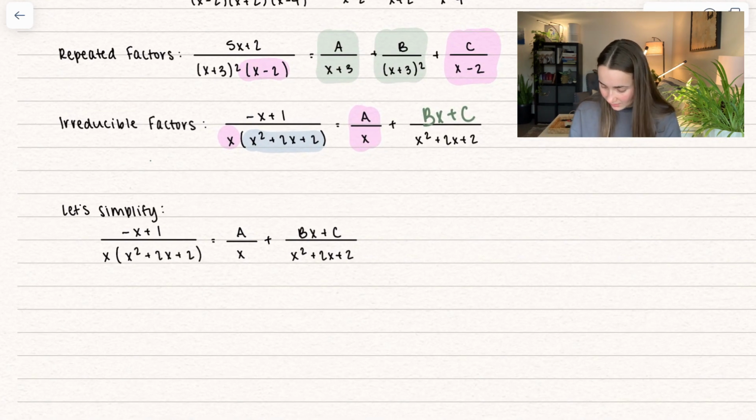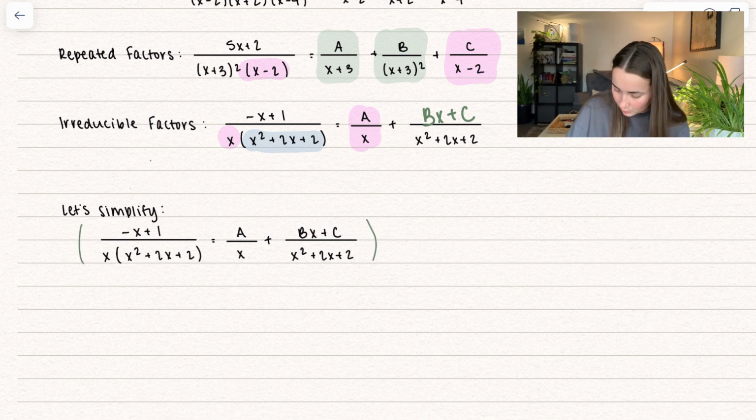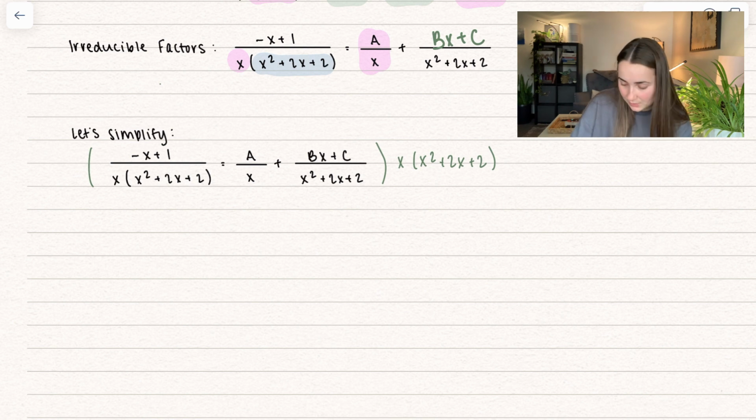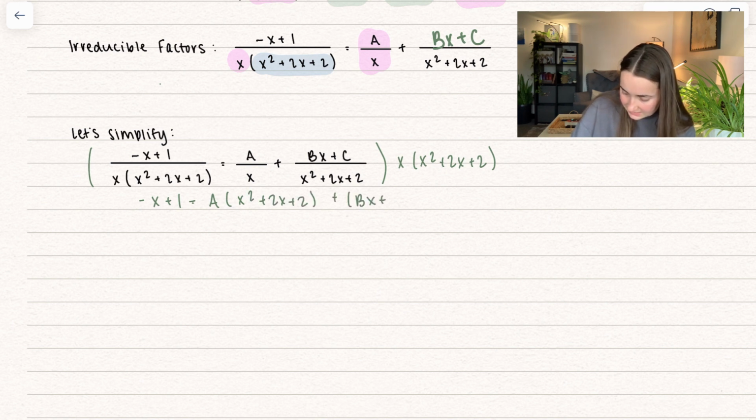So let's go ahead and try to simplify this. Remember, our first step is to multiply by the entire denominator. So when we do that on the left side, we get that the entire denominator cancels out. We have on a that x cancels out, so we have x squared plus 2x plus 2. And then that bx plus c, the quadratic cancels out, and we're just left with that x.